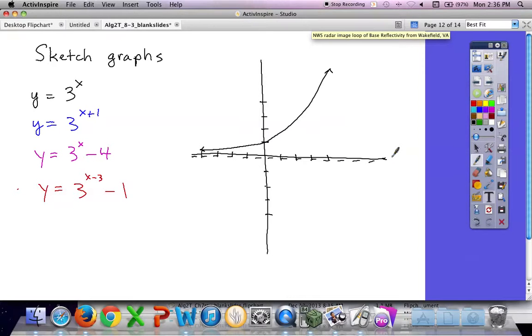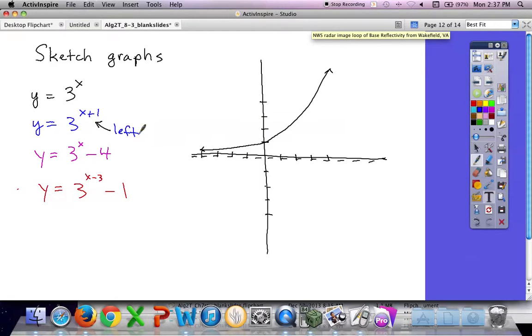Okay. How does it change the graph if you add 1 inside the function? Is it up, down, left, or right? Left 1, right? That means left.